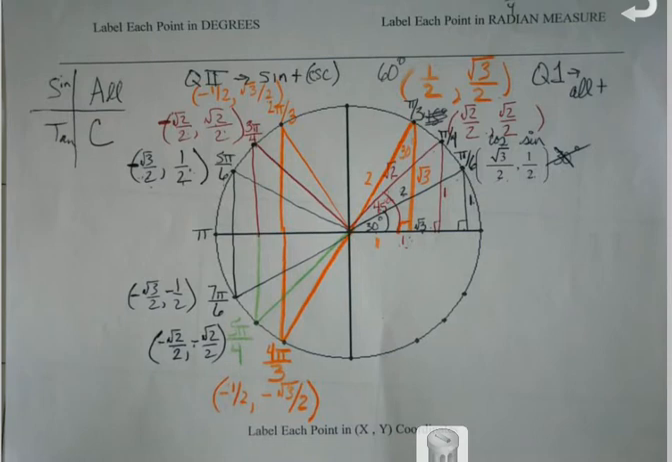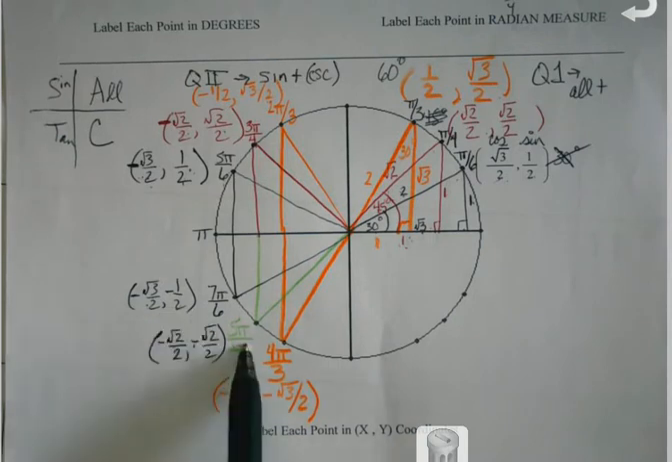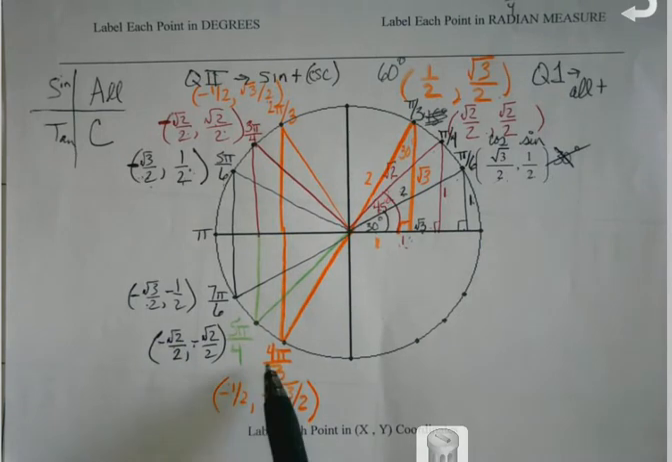But again, the numbers inside are never changing. The 30-degree reference always is going to have square root of 3 over 2 and 1/2. The 45-degree reference angle will always have square root of 2 over 2 for both. And the 60-degree is always going to be 1/2, then square root of 3 over 2. They just switch depending on what that reference angle is.